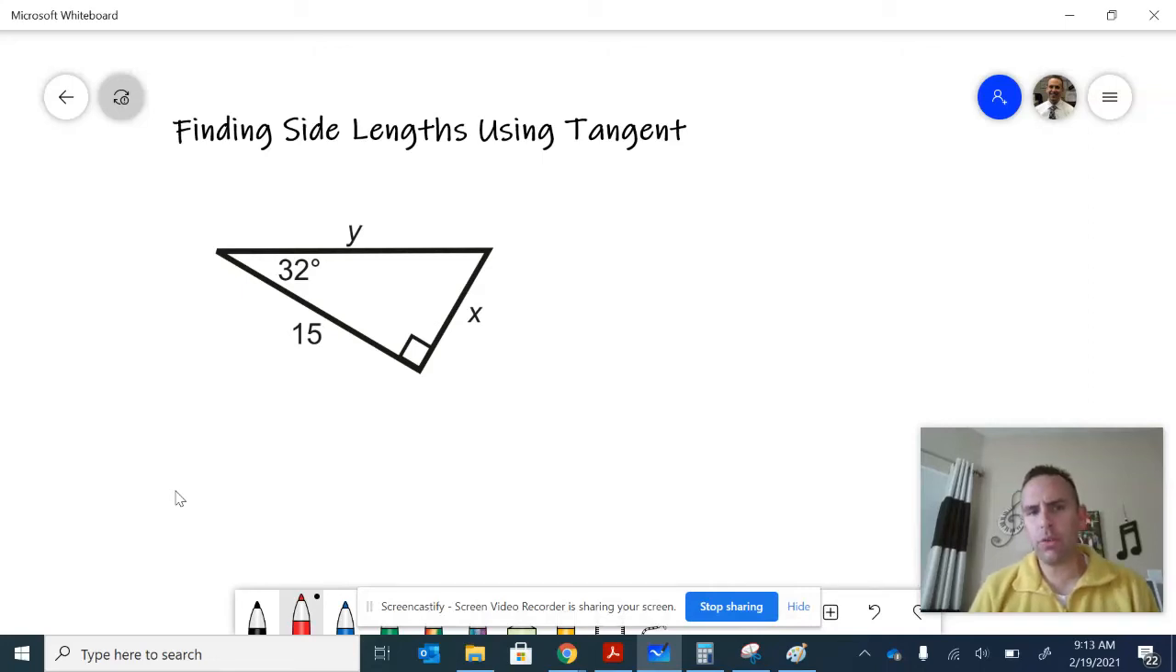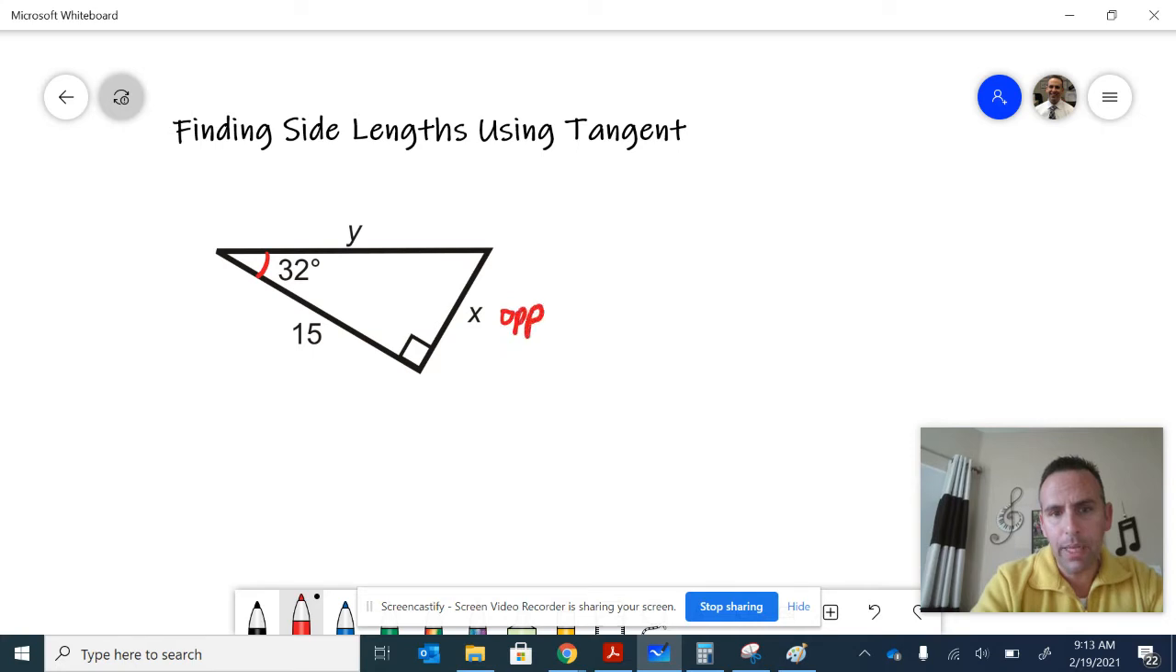In this video, we're going to use tangent to find side lengths of a triangle. One of the questions students often have is, how do I know which trigonometric function to use? And it really comes down to what you're given and what you're wanting to solve. In this particular example, given the 32-degree angle, x will act as our opposite side, y will act as our hypotenuse, and the given length 15 will act as our adjacent side.